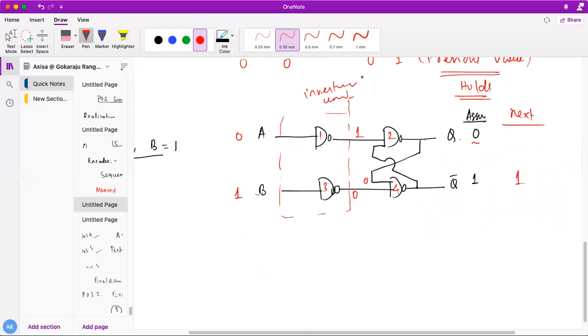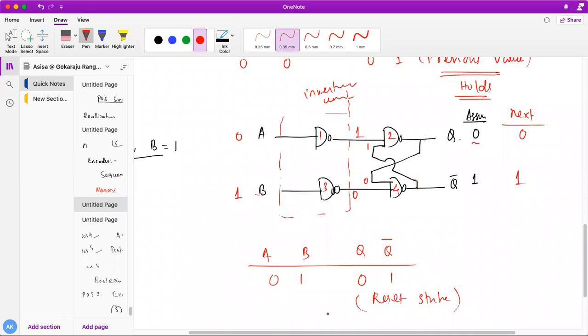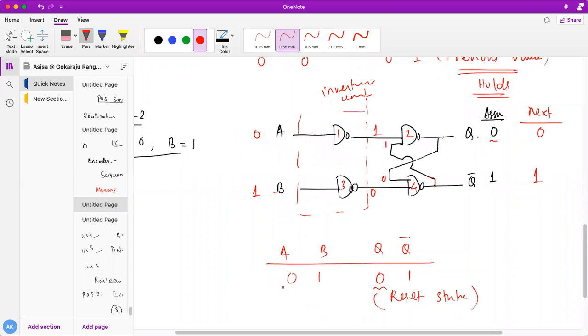Next thing is, if it is 1, now it will go over here. So 1, 1, what will I get? 0. So if A, B is 0, 1, I'm getting Q and Q bar as 0 and 1. What it tells is it actually resets my flip-flop. Reset means it is storing 0, my desired value 0.